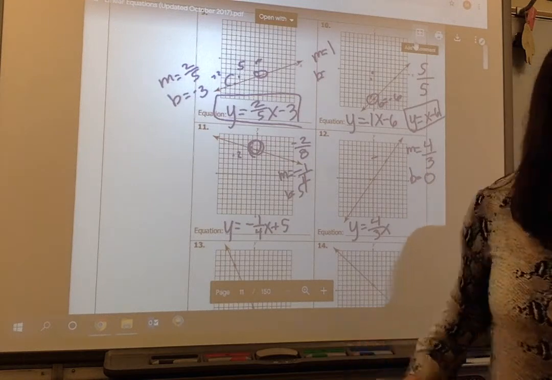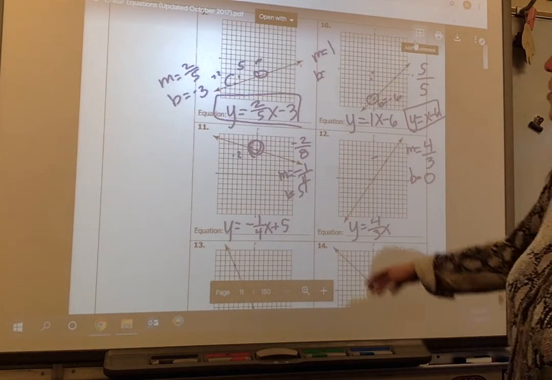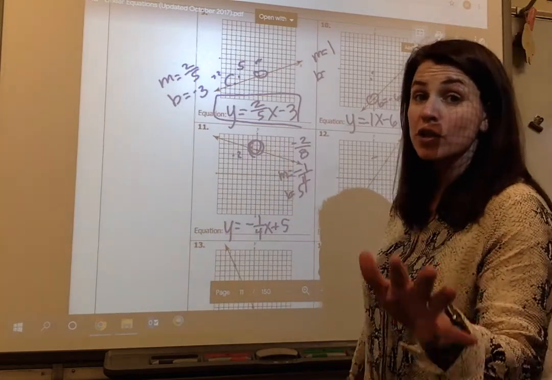Okay? All right. So hopefully looking at it in slope-intercept form is easy. If you have questions, come and see me.